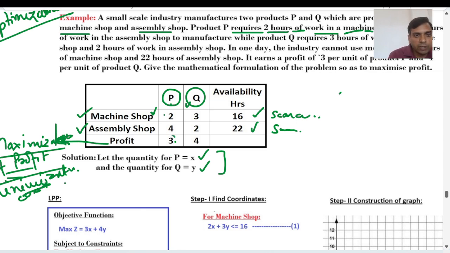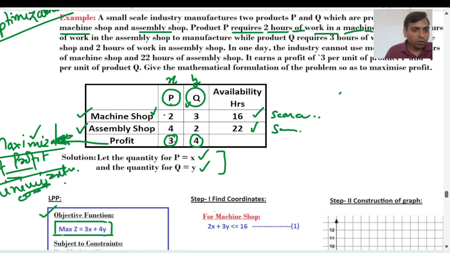So profit per unit, the main objective of this program is maximization of profit. This is the objective function: maximize profit, and profit is denoted by Z in this case. So we are writing max Z. Now per unit profit on P is 3 rupees and we are producing X quantity, and per unit profit on Q is 4 rupees and we are producing Y quantities. So the total profit is profit per unit into quantity: 3X plus 4Y. So the objective function is maximum Z equals 3x plus 4y.